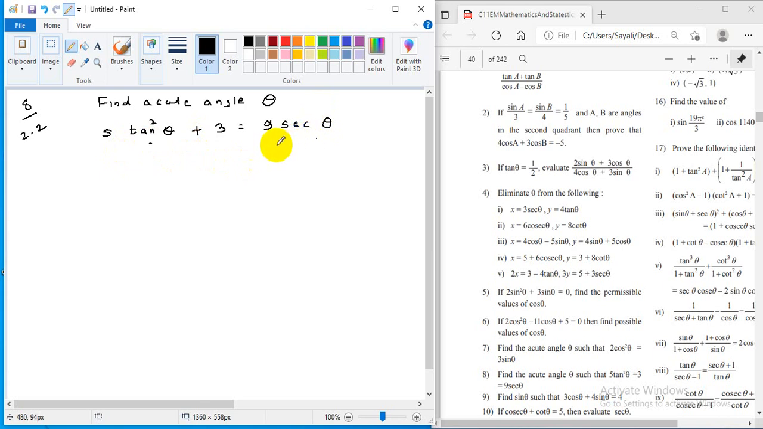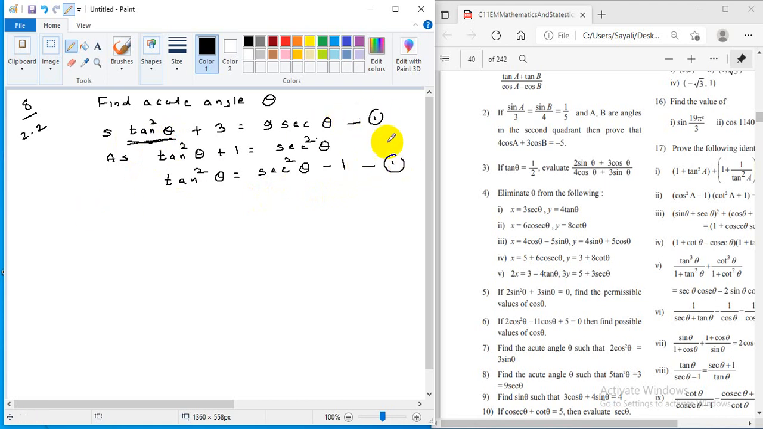So you know that there is a fundamental identity which relates these two things. What is that? It is 1 plus tan squared theta is sec squared theta. So tan squared theta plus 1 is equal to sec squared theta. Okay, so it means tan squared theta is equal to sec squared theta minus 1. So in place of tan squared theta, you can replace it by sec squared theta minus 1. So this is say 1, and now this is 2.